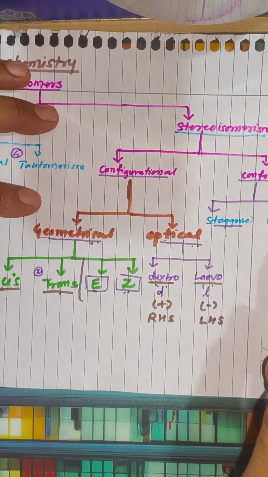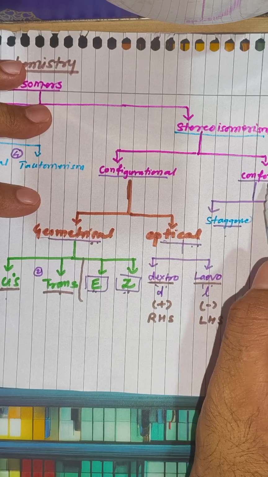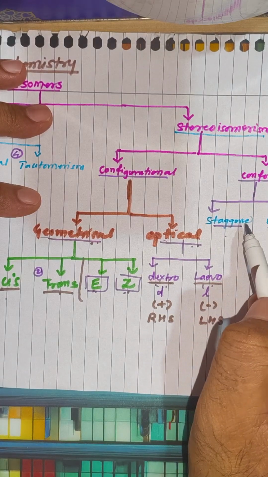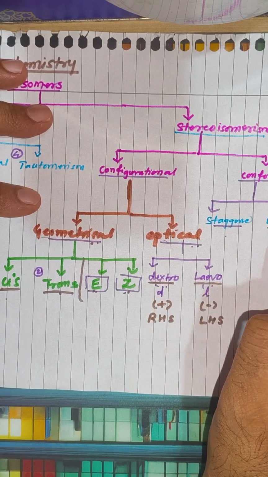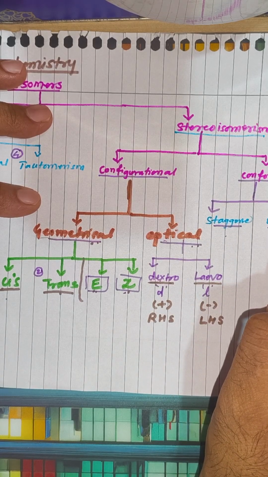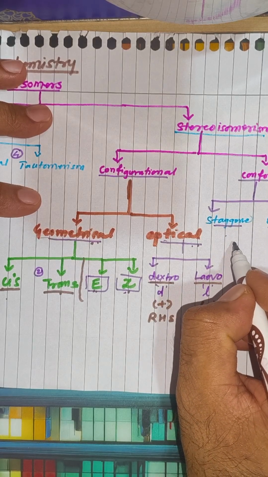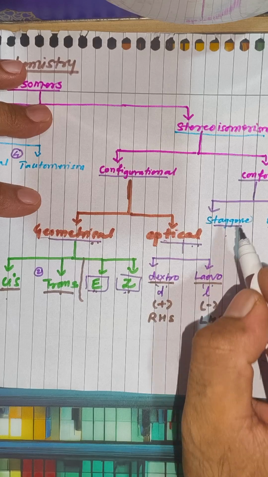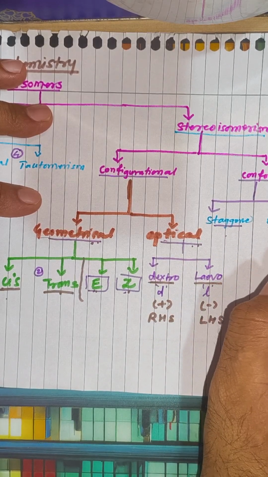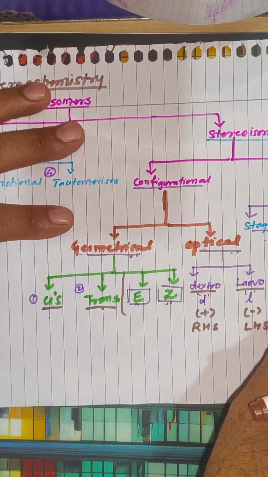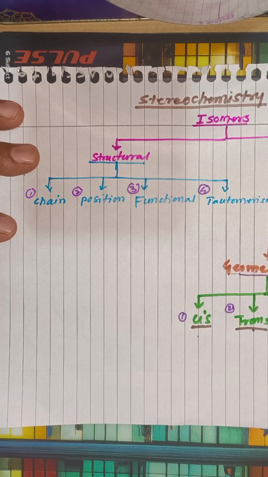Another part is conformational isomerism. Conformational isomerism also has two types: the staggered conformation and the eclipsed conformation. Staggered conformation has low energy and high stability, but the eclipsed conformation is unstable. So this is all about the classification of isomers.